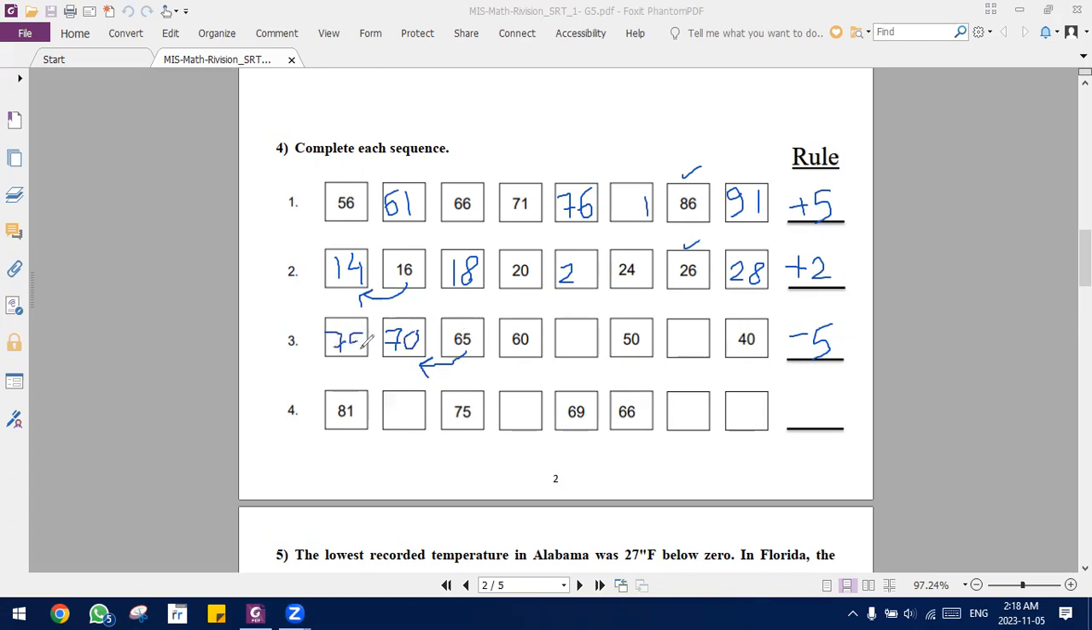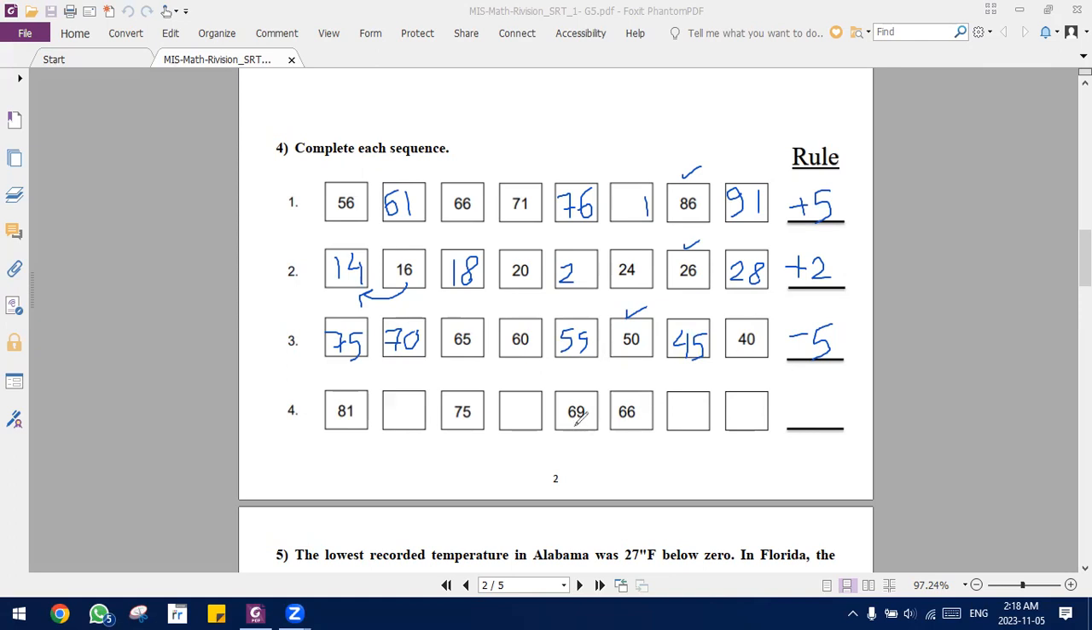75. Now we go back normally to the right side. When I go to the right side, we should subtract 5. So 60 minus 5, 55. And then 55 minus 5 is 50. Then 45. And then 40.